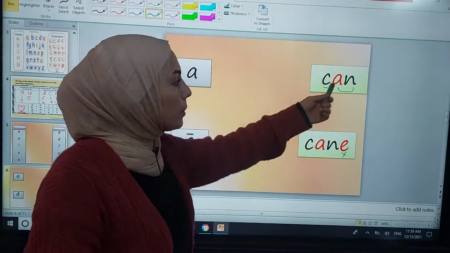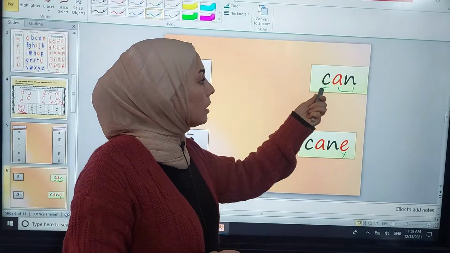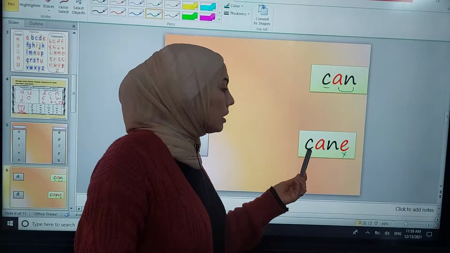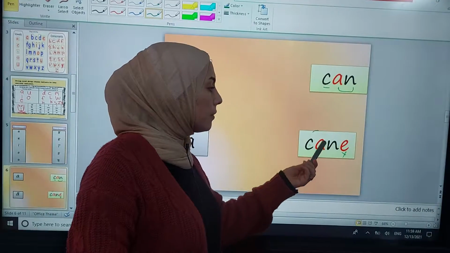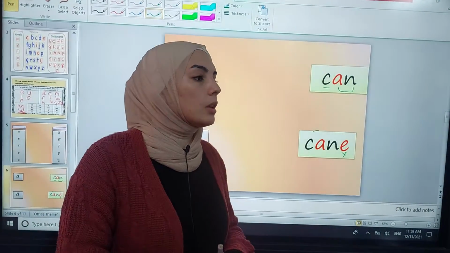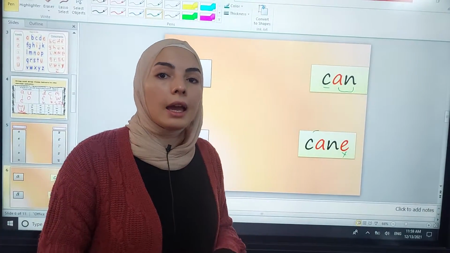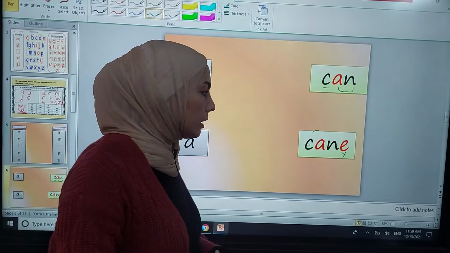Again, here we have just one vowel. We pronounce it as a short vowel. K-A-N will be "can." And here we have two vowels, so we will pronounce the first one as a long vowel. K-A-N will be "cane." Excellent. Here we have "can," here we have "cane."